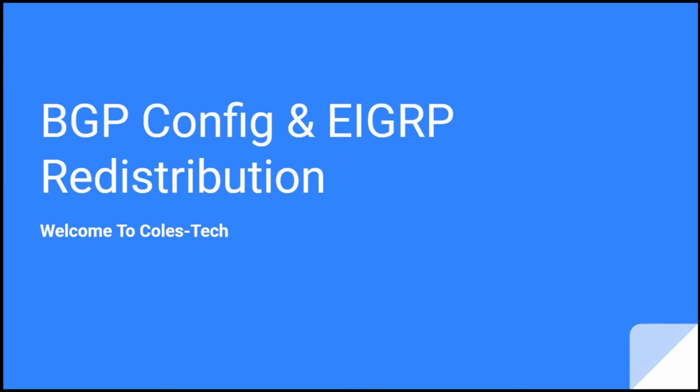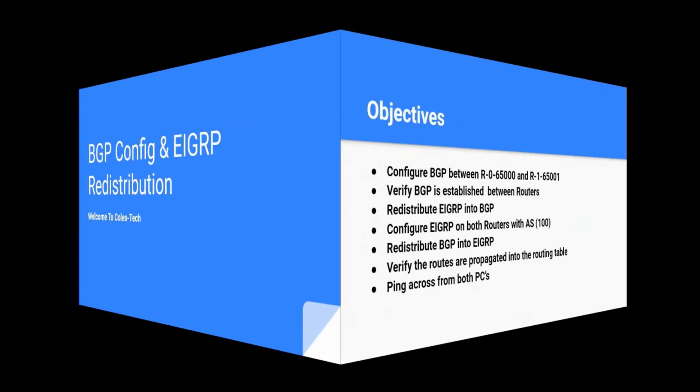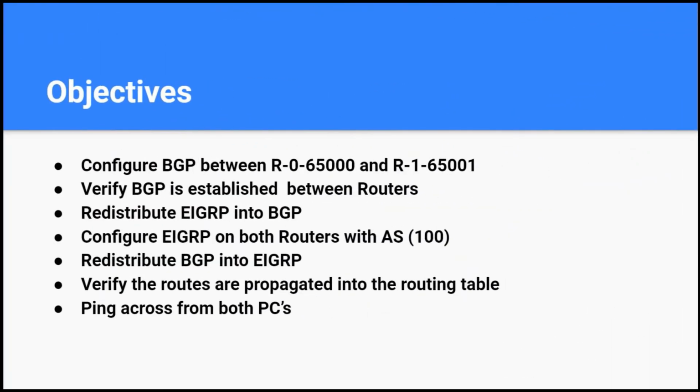So today I'm going to be walking you through how to configure BGP and EIGRP, and then after that I'm going to walk you through how to configure redistribution in between BGP and EIGRP. Alrighty, let me show you our objectives for today. You can take a quick look at our objectives here.